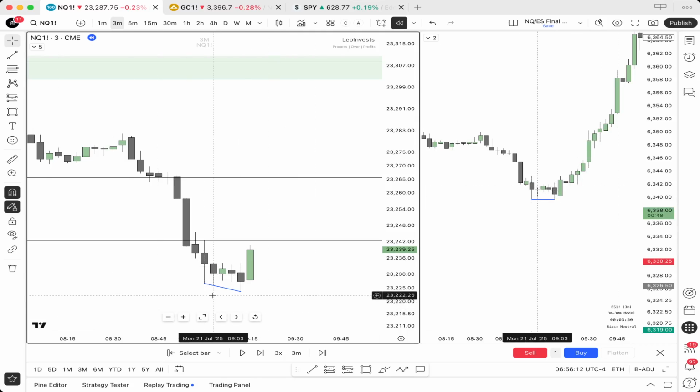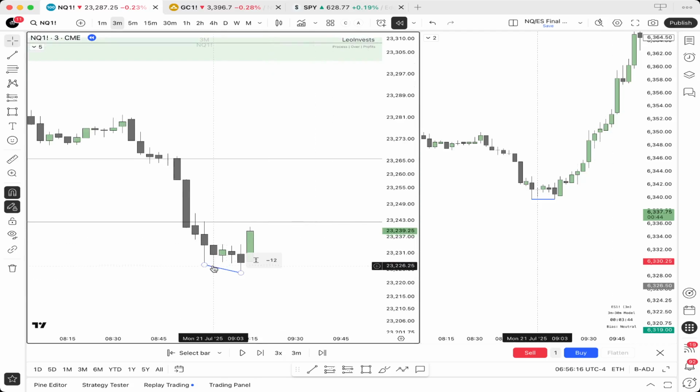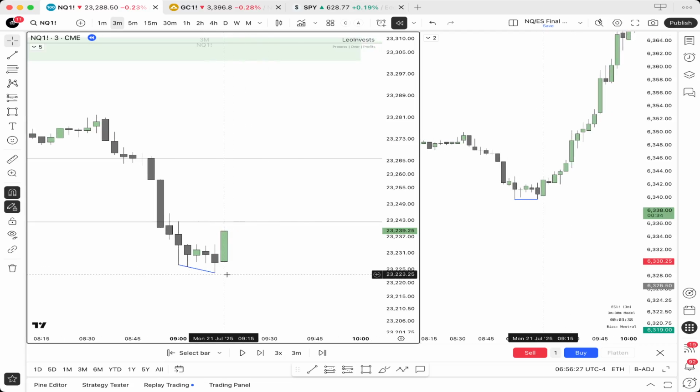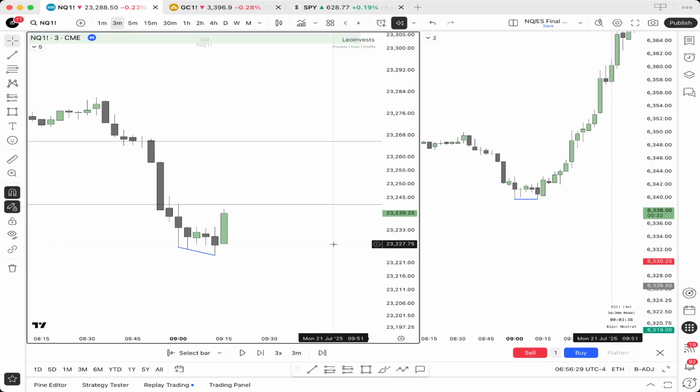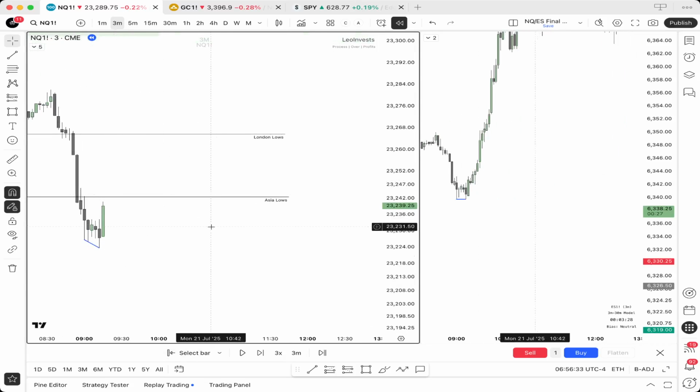And the reason why this is SMT, for those of you that are new to the concept, is because one asset ended up sweeping the low that was formed at 9 o'clock while the other created equal lows. So there was no manipulation of that 9 o'clock low on ES, whereas NASDAQ manipulated the low of 9 o'clock prior to a bullish signature higher. So this was my first layer of confluence because we had swept out of these London and Asia lows.